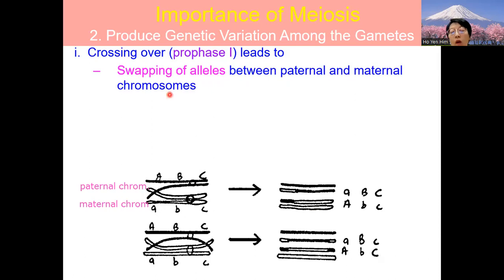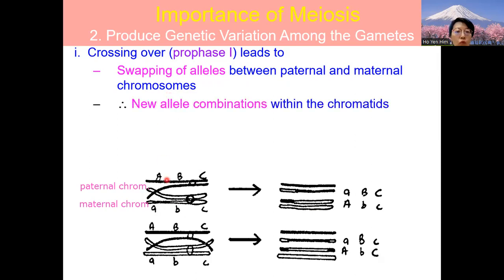All these points here are for you to write as the answer when they ask you, to elaborate if it's 2 marks or 3 marks. Swapping of alleles between paternal and maternal chromosomes, leading to new allele combinations. It means this chromatid has a new allele combination: instead of big A, big B, big C, it becomes small a, big B, big C. So it's called a new allele combination.